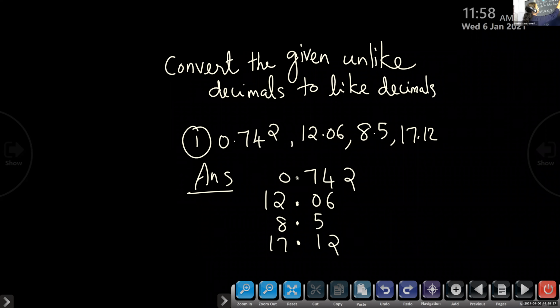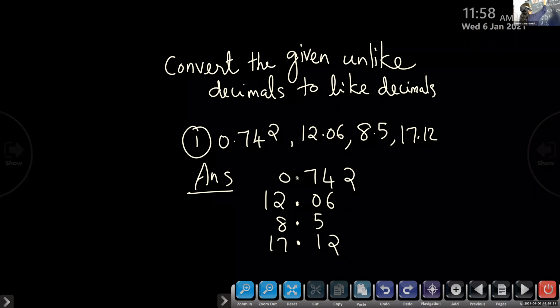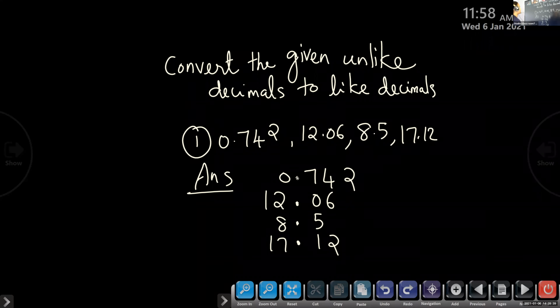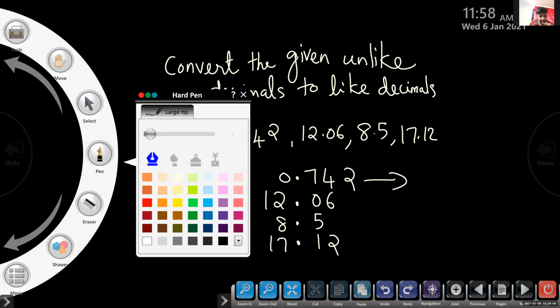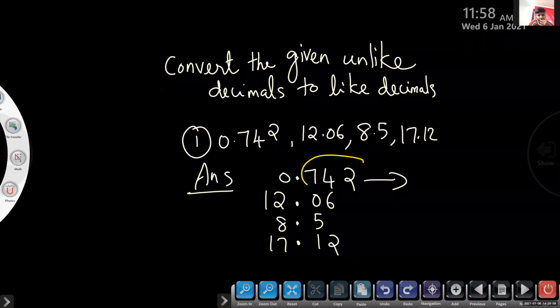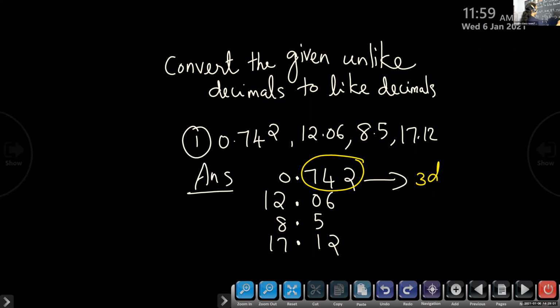Okay, now let me see who. Children finished? Brightlin, can you say the answer? First step, identify the number with the maximum decimal places. Tell me which number here. Yes, Brightlin? Unmute. 0.742. This is the number that has the maximum number of decimal places. How many here? 3 decimal places.